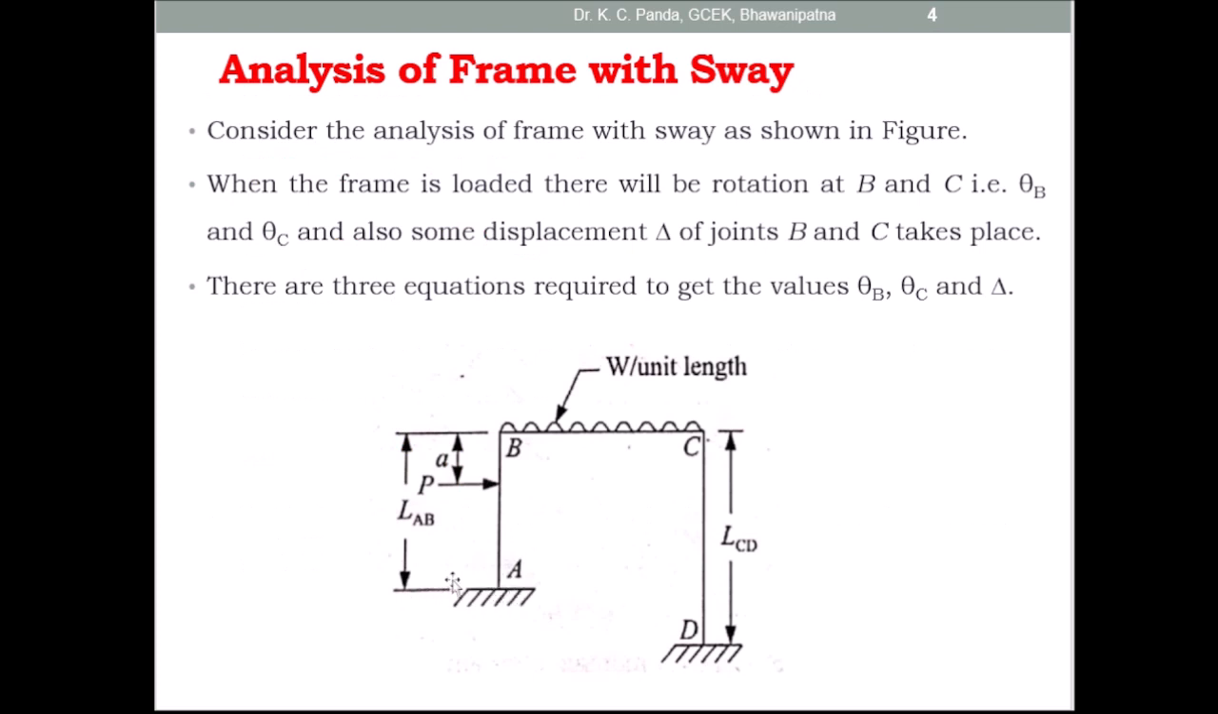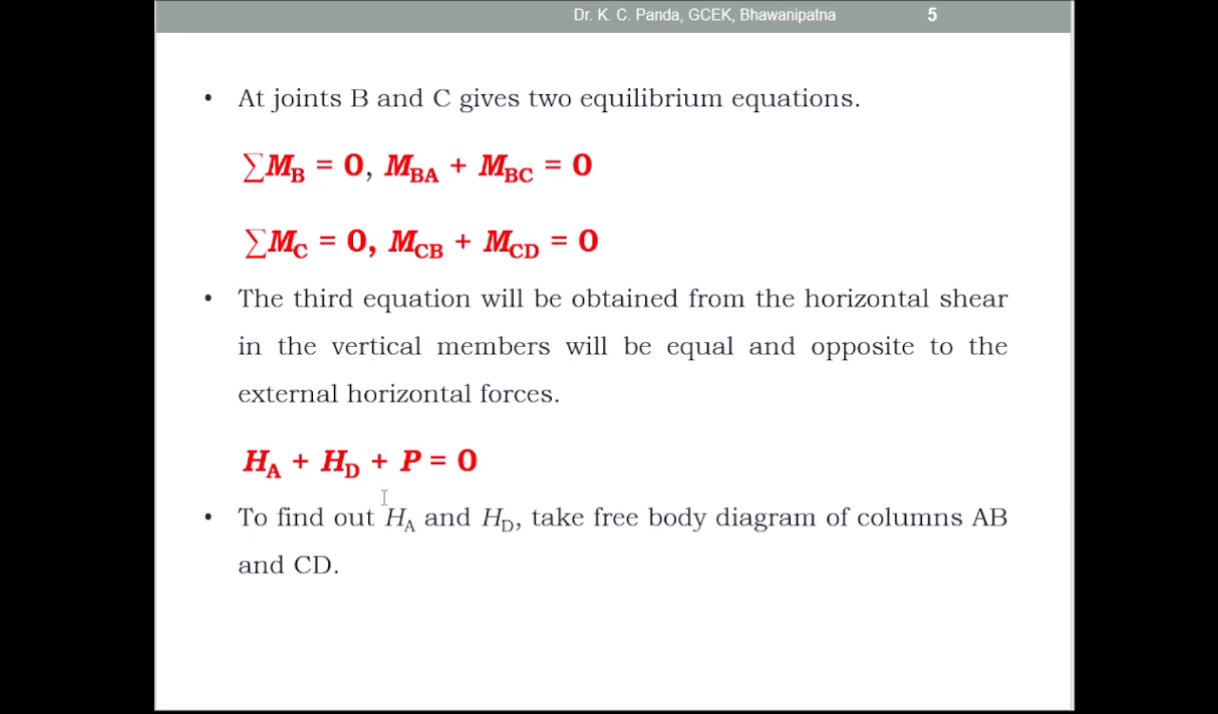What is the horizontal reaction at A and the horizontal reaction at D? So HA plus HD is equal to P. So this is the horizontal force P, and here the horizontal reaction at A, HA, and the horizontal reaction at D, HD. So HA plus HD is equal to P. So this is the third equation. By using these three equations, you can find out the three unknown displacements: 2 rotational displacements and 1 translation displacement.